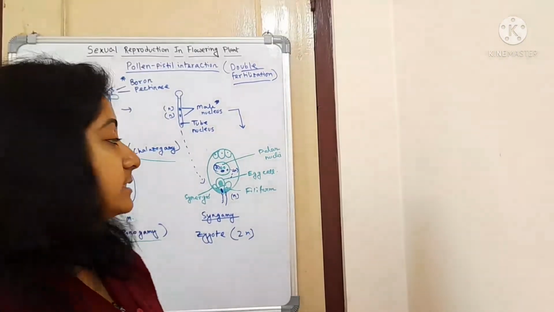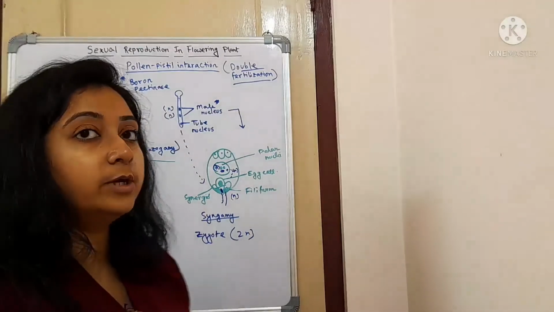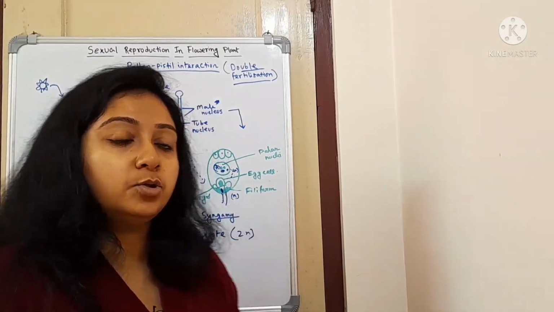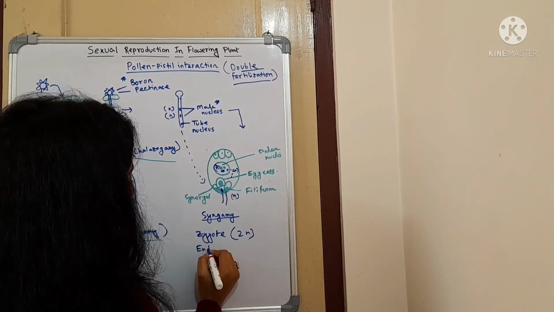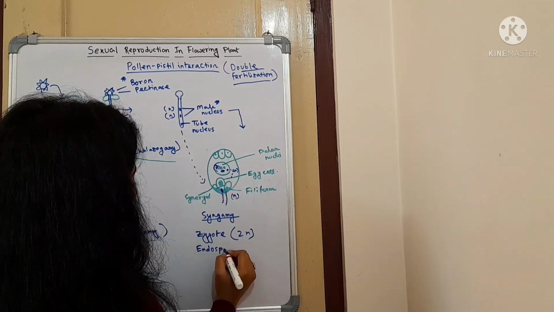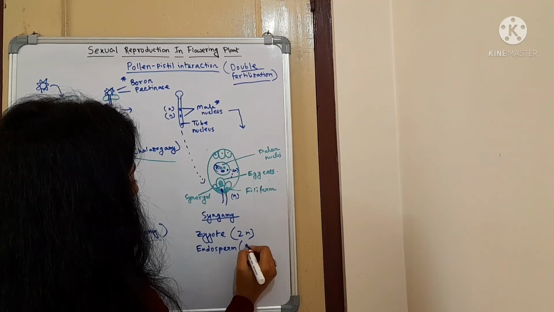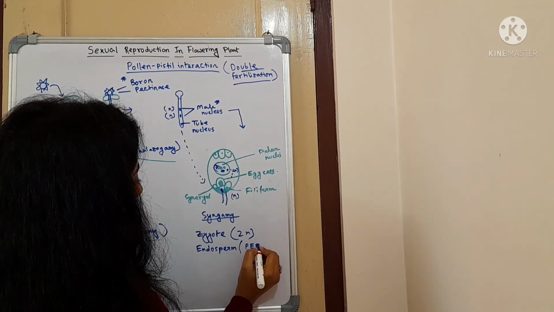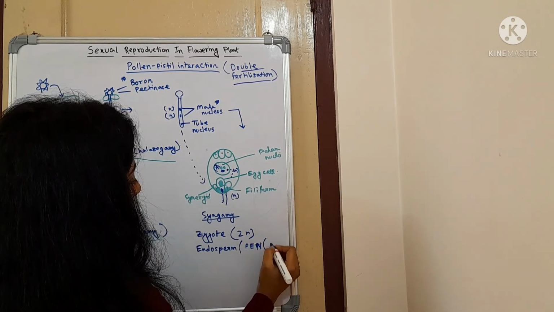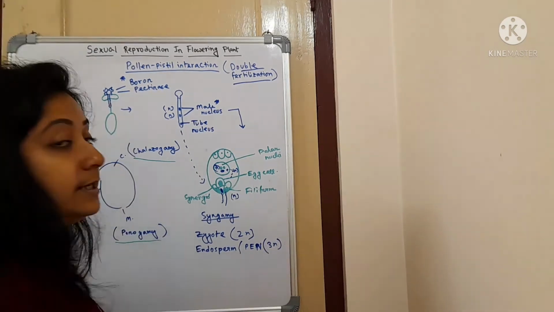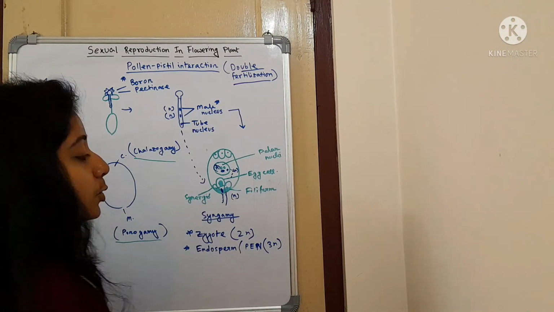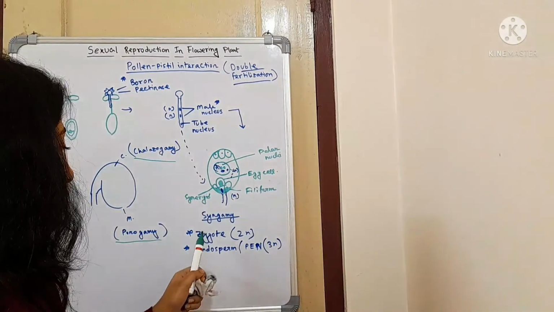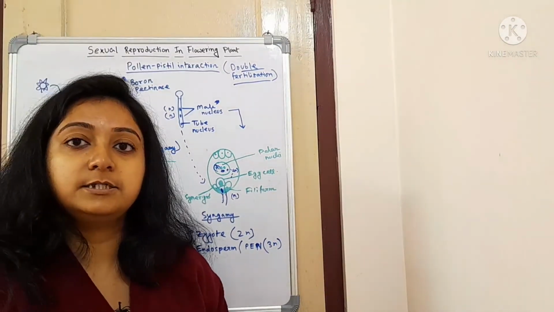And in the other case, when the male nucleus goes and fuses with the polar nuclei, they will form the triploid endosperm, or primary endospermic nucleus, or PEN, and that is triploid in nature. Very important that it is triploid in nature and the zygote is diploid in nature. These two are the result of double fertilization.